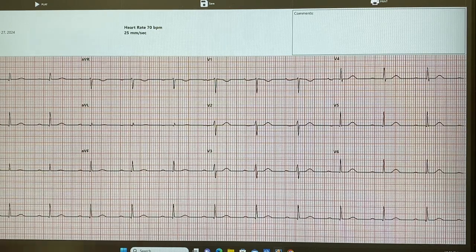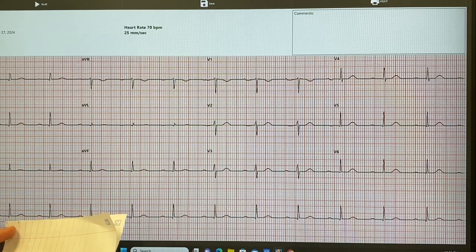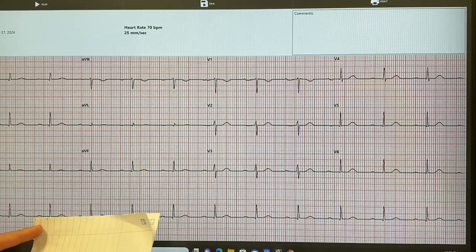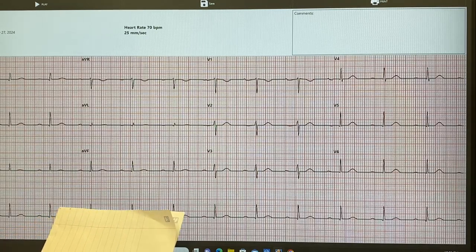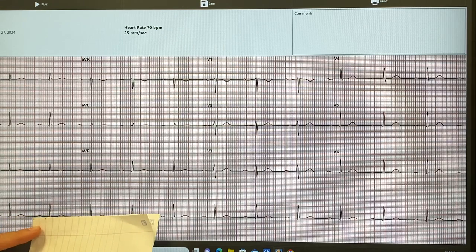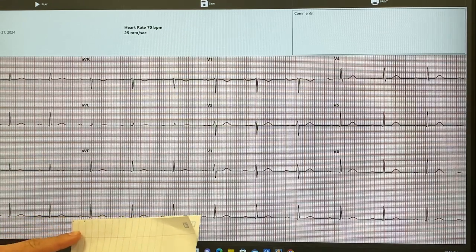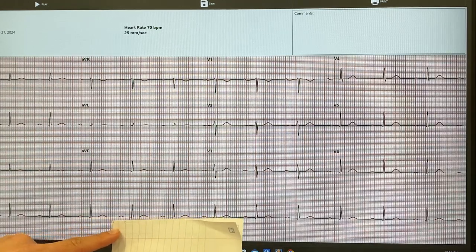So now you march them out. Did you already march them out? You said they're consistent. I was going to do that right now. We know that they're prolonged because it's greater than three small boxes, no, five small squares, which is one big box. The PR interval is 0.2 seconds. 0.12 to 0.2 is the standard, correct? Yep.